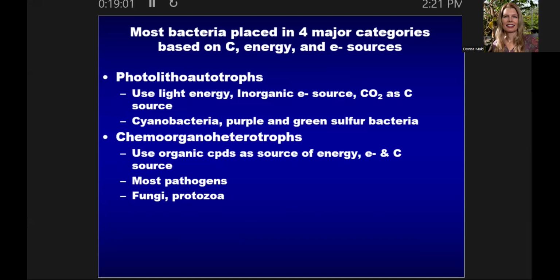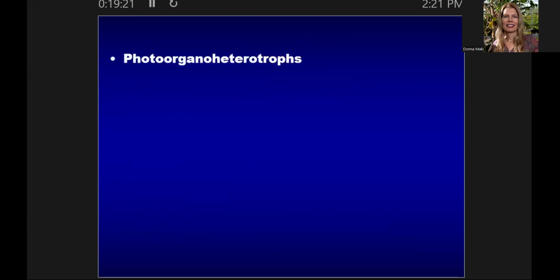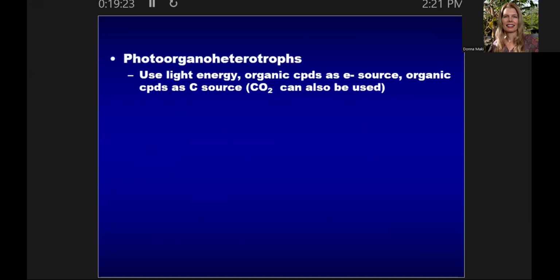Then most organisms that have been studied, the bacteria especially, fit into one of these two categories. So these are the most common ideas out there in terms of how microbes are living their life. But who knows, that could change over time once we get to know more of the microbes in more detail.